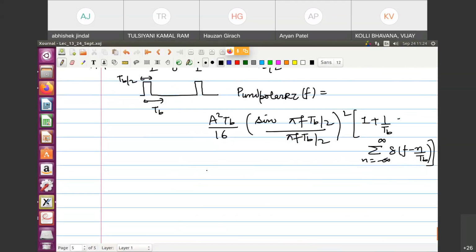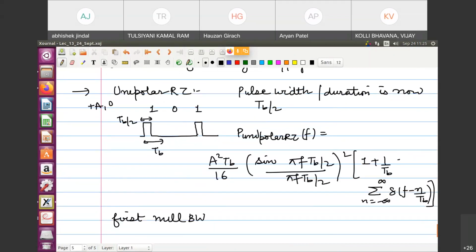Let me just write it down. One disadvantage is, first, the null bandwidth. It means the bandwidth is increased. That is quite obvious because you have decreased the pulse width. When you decrease the pulse width, the spectrum becomes a little wider. So the first null bandwidth is twice. I explained this null bandwidth one or two lectures before, where I said it is the first time the spectrum touches 0. It is twice that of unipolar NRZ or polar signaling.